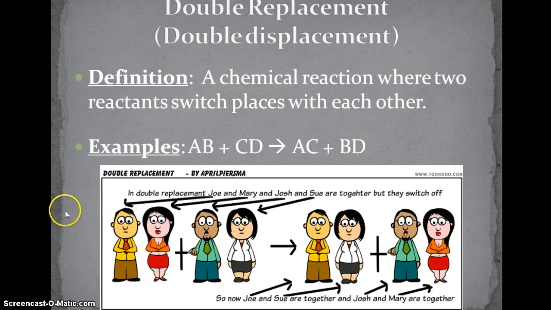Here's a cartoon that's really similar to the one that we just saw, except now we have 4 people and they completely switch partners. So now we don't have anybody alone. That's a double replacement reaction when two reactants completely switch places to gain a new partner.